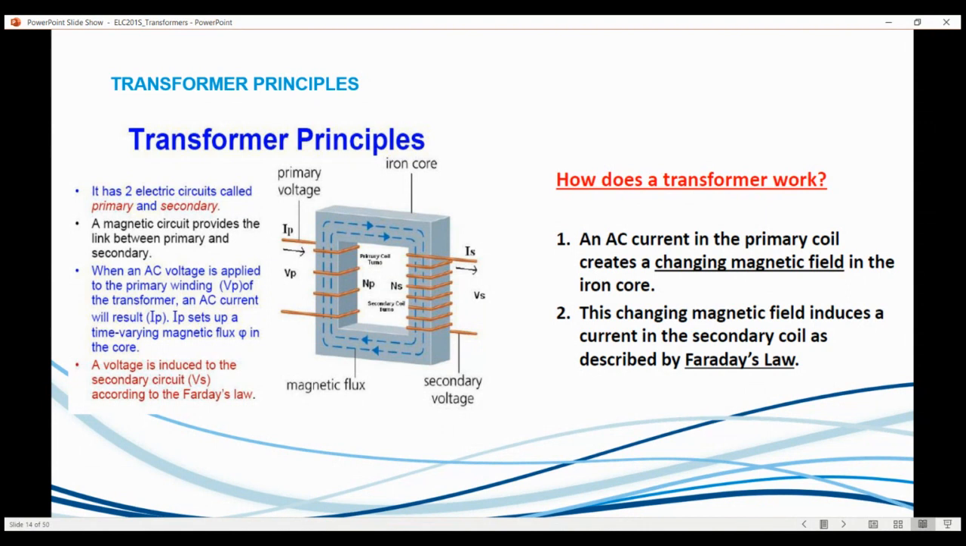What they're saying is, when an AC voltage is applied to the primary winding, or let's say the phase of the transformer, an AC current will result, obviously I phase. The I phase sets up the time-varying magnetic flux in the core. Like I said, you put current into the winding, it generates a flux around the wire, goes into the core, travels through the core into the secondary side, the magnetic field cuts those windings, and consequently a voltage is induced in the secondary side, according to Faraday's law, if you remember what Faraday's law is.